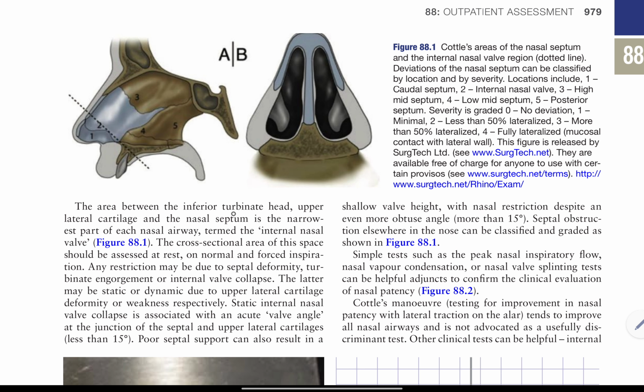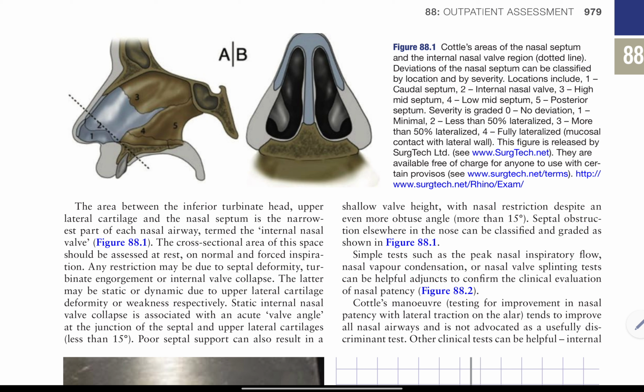The area between the inferior turbinate head, upper lateral cartilage, and the nasal septum is the narrowest part of each nasal airway, termed the internal nasal valve. The cross-sectional area of this space should be assessed at rest and on normal and forced inspiration. Any restriction may be due to septal deformity, turbinate engorgement, or internal nasal valve collapse. The latter may be static or dynamic due to upper lateral cartilage deformity or weakness, respectively.